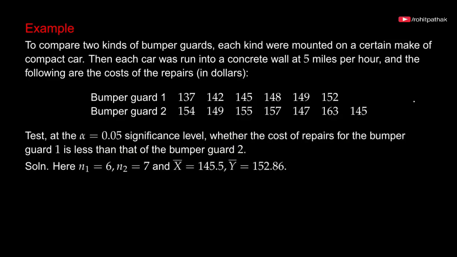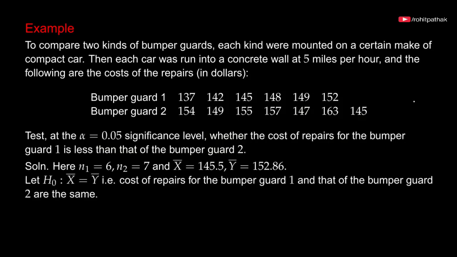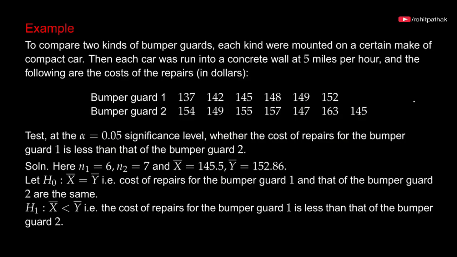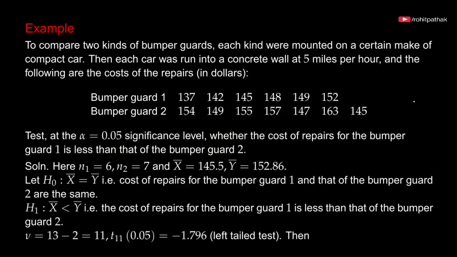So again here we note down sample size 1 is 6, sample size 2 is 7. Average cost of repairs is $145.5 and average cost of repairs for bumper guard 2 is $152.86. So suppose H0: x bar equal to y bar, that means the cost of repairs for bumper guard 1 and that of bumper guard 2 are the same, and H1 is the cost of repairs for bumper guard 1 is less than that of bumper guard 2. Degree of freedom is total 6 plus 7 minus 2, which is 13 minus 2, which is 11. And the critical value of t at 11 degrees of freedom at 5% level of significance for left tail test is minus 1.796.